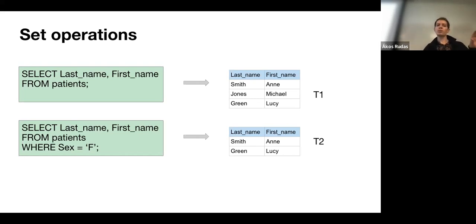And then I'm doing another query. It says select last name, first name from patients where sex equals F. So we are just selecting the females. So now we have T1 and we have T2. These will be our two sets for the examples. Okay, T1 has all the patients, T2 has only Anne and Lucy.